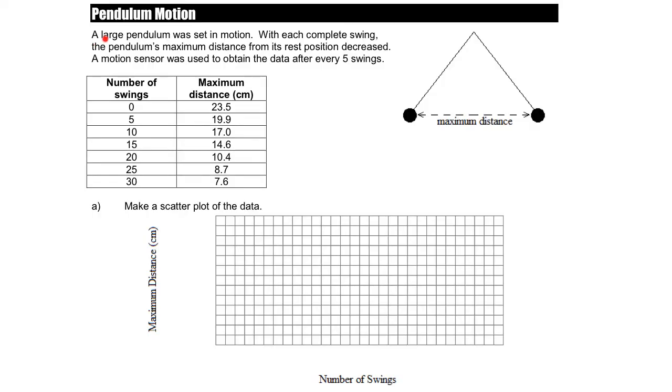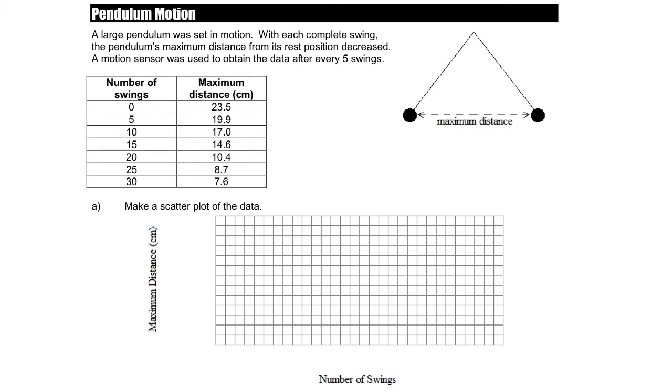Here's an example. A large pendulum was set in motion. With each complete swing, the pendulum's maximum distance from its rest position decreased. A motion sensor was used to obtain the data after every 5 swings. So we've got this pendulum, it swings back and forth, and every swing it gets closer and closer to the rest position, which would be hanging in the middle. After 5 swings, you can see its maximum distance decreased and it kept decreasing.